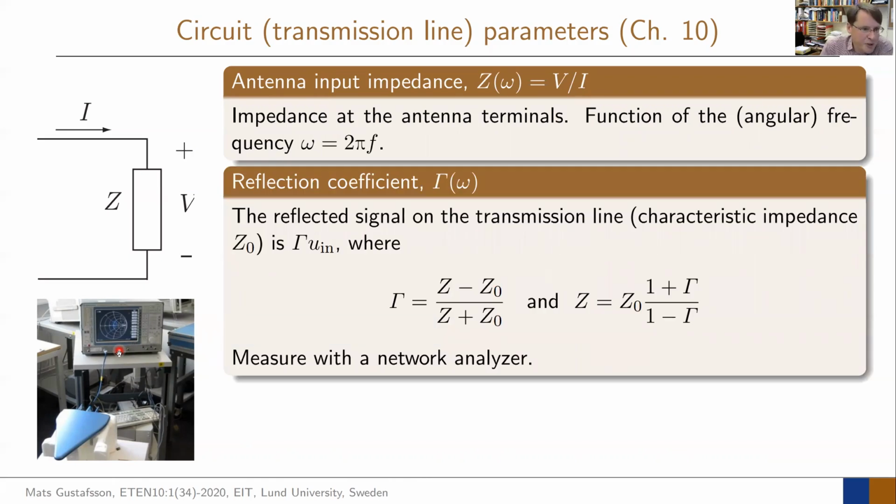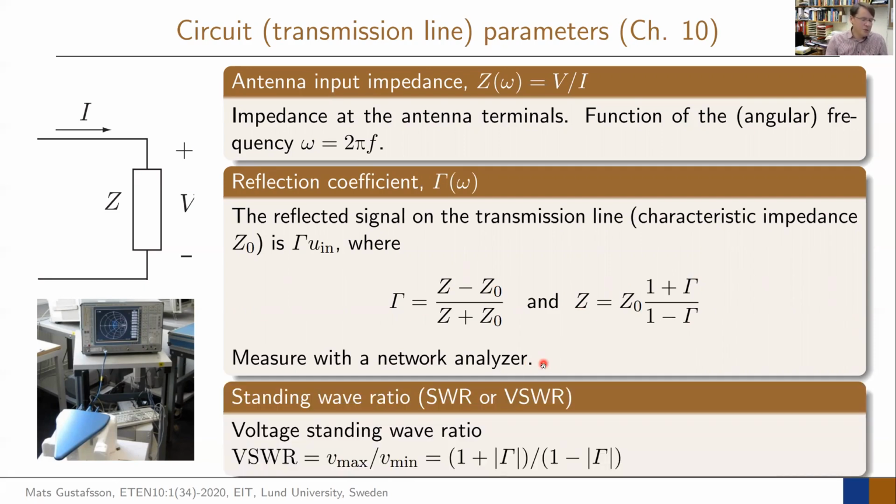The reflection coefficient is given by the input impedance normalized with the characteristic impedance of the transmission line, which is typically 50 ohm. All measurement cables here are 50 ohm. So we can either go from the input impedance to the reflection coefficient, or from the reflection coefficient to the impedance. You will measure this with this network analyzer, so that you will do in the lab.